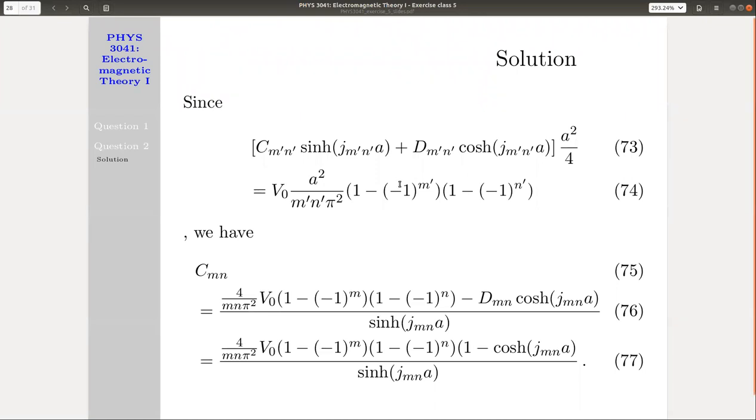And after we arrange the terms, you should be able to show that the CMN will be equal to something like this. And then we substitute back the DMN that we have solved, and also make the expression more organized. Then you should be able to get the expression 77 here. I think I have missed a bracket here.